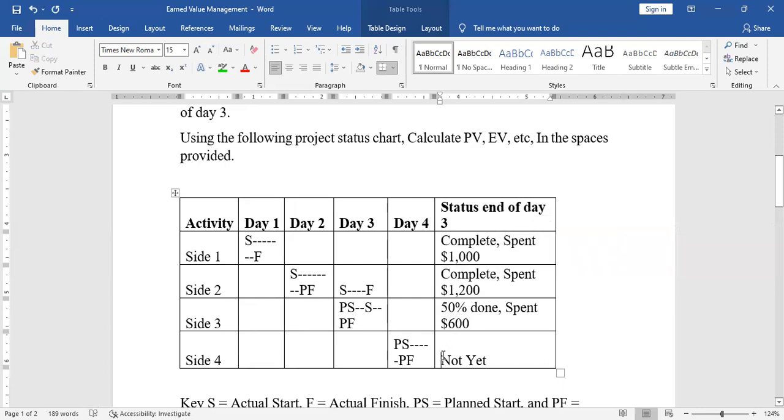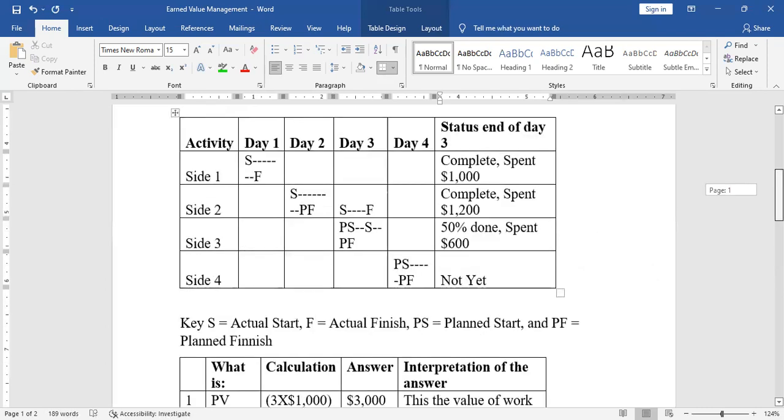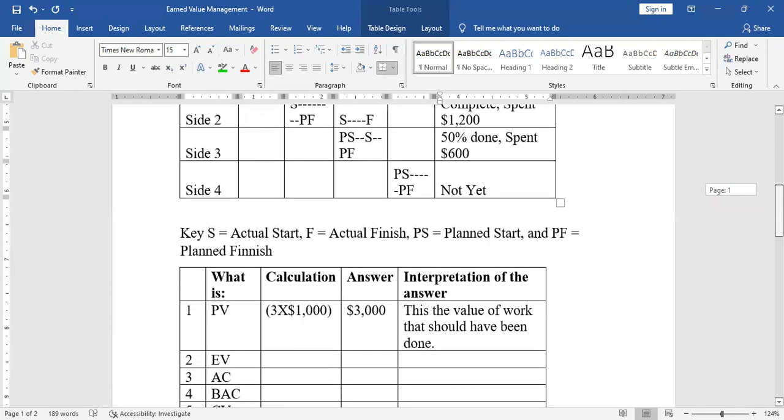Side 4, not yet touched. So we've completed 2 sides. Side 1 is complete, side 2 is complete, and side 3 is at 50%. So we've got 2.5 worth of work done.